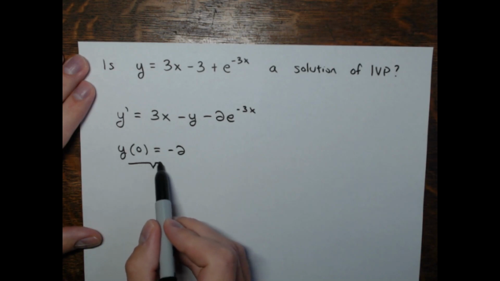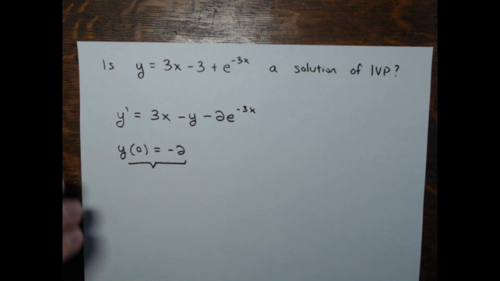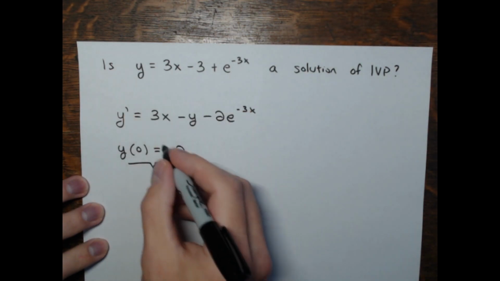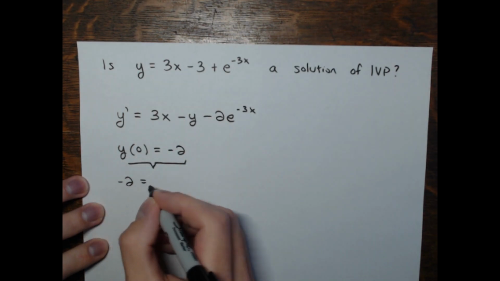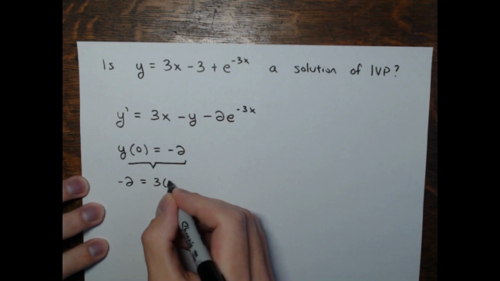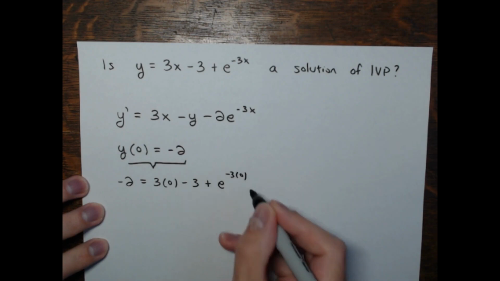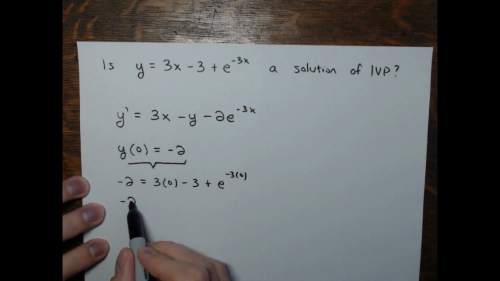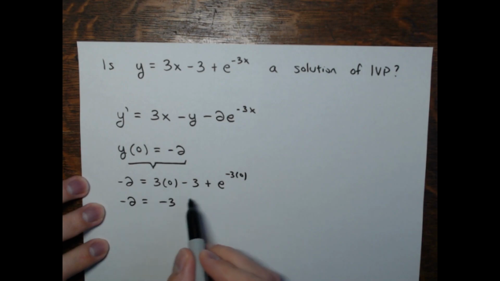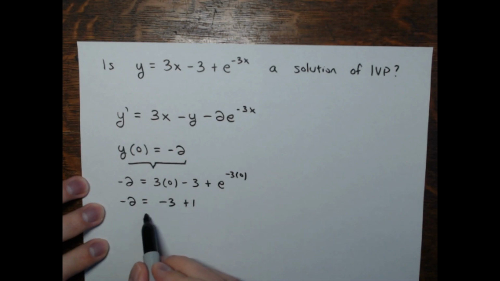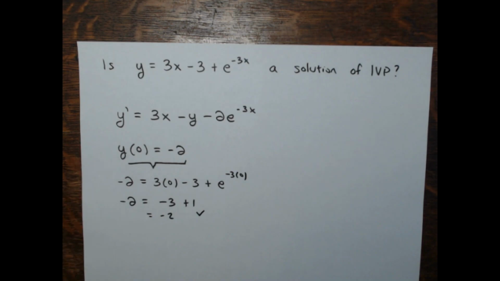So again, I like to check this first. It's the easier of the two to check. So when x is 0, y must be negative 2. So let's see if that happens in our function here. Negative 2 for y, so negative 2 on the left. Is that equal to 3 times 0 minus 3, and then plus e to the negative 3 times 0 power? Replacing all the x with 0. So that's negative 2 equals 0 minus 3, and then plus 1, right? Remember, e to the 0 power would be 1. And that works, right? That's negative 2 equals negative 2. Okay, so far so good. The condition is met.